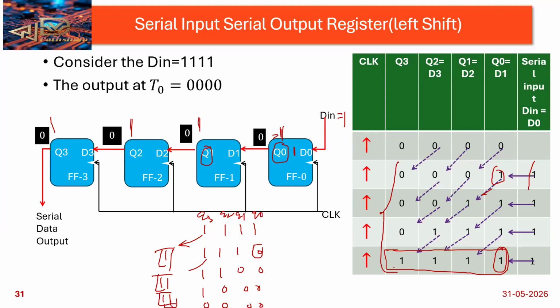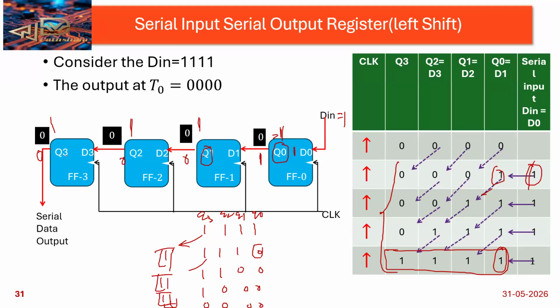So for example, t equal to 1. The input is 1, and that will be loaded into my Q1. The remaining Q0, Q1, Q2, Q3 will be 0, right? Yes, sir. So shifting.